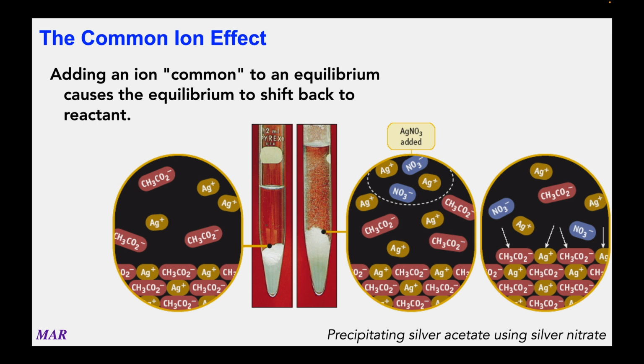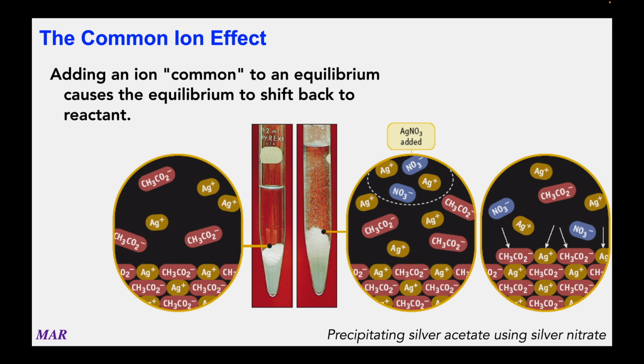So what we're going to do here is add silver nitrate to the solution. So we're adding silver. Silver is an ion common to the equilibrium that we're studying. And as you add silver ion, silver reacts with acetate even more, pushing it to the reactant side, which in this case is insoluble silver acetate. So you can see in the right-hand picture there's even more silver acetate solid. On the far right picture, you can see there's only one little red acetate above the solid. So that's trying to show that there's less free acetate than there was before.